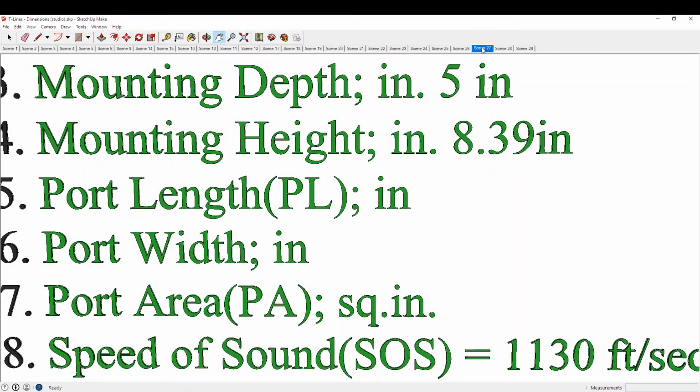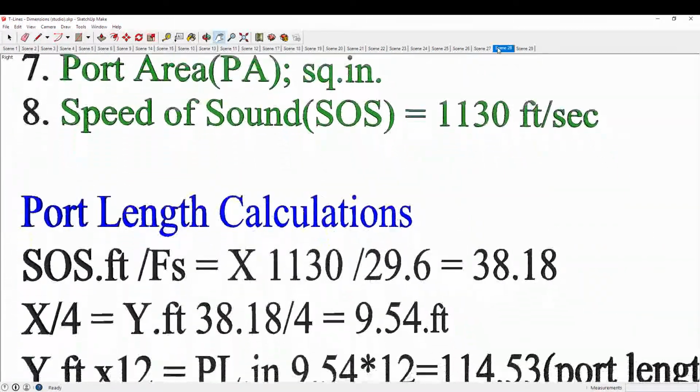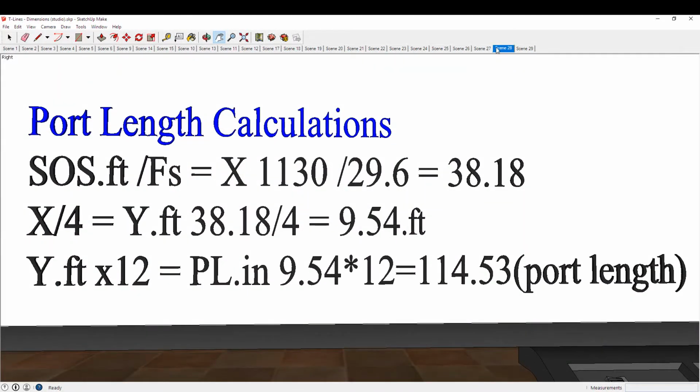Speed of sound. You're going to have to know the speed of sound in order to do these calculations. You're going to see and understand why that is in just a moment. All right, so we're moving forward with the port length calculations. This is all about the port length.